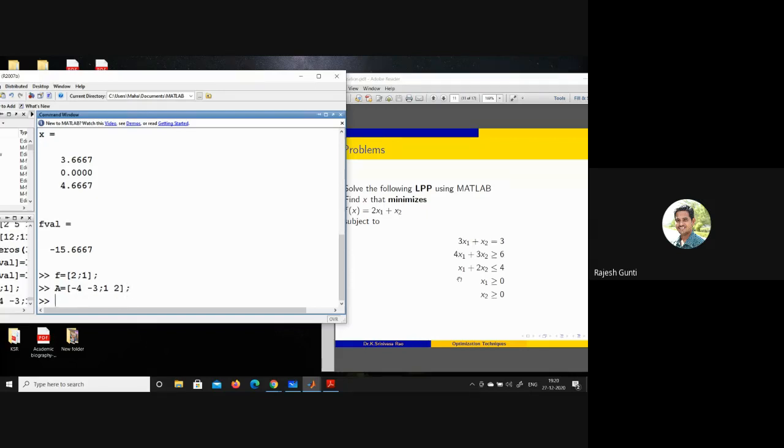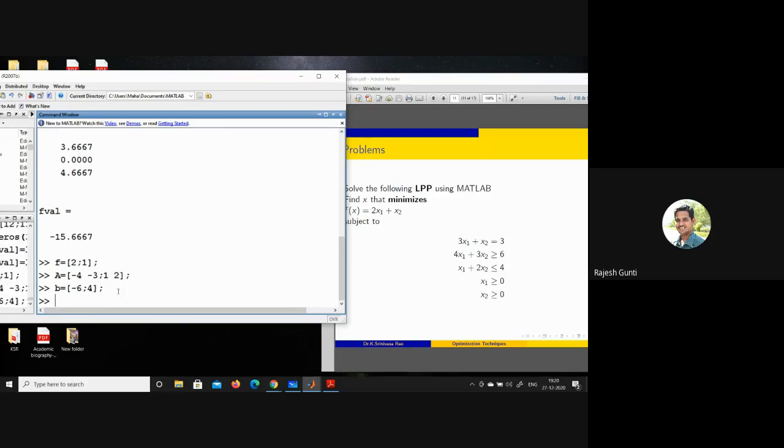Small b. First we have to take the inequality constraints. These two are the inequality constraints: minus 4x1 minus 3x2 is less than or equal to minus 6, and x1 plus 2x2 is less than or equal to 4. B is equal to minus 6 semicolon 4.